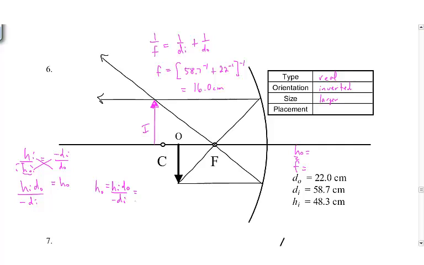Subbing in my numbers, height of the image is 48.3 centimeters. Distance to the object is 22. And distance to the image is 58.7. If you type that in, you'll see that that negative is on the bottom. You'll see that that becomes a negative 18.1 centimeters. So again, that height of the object, that negative value, tells us that is pointing down.